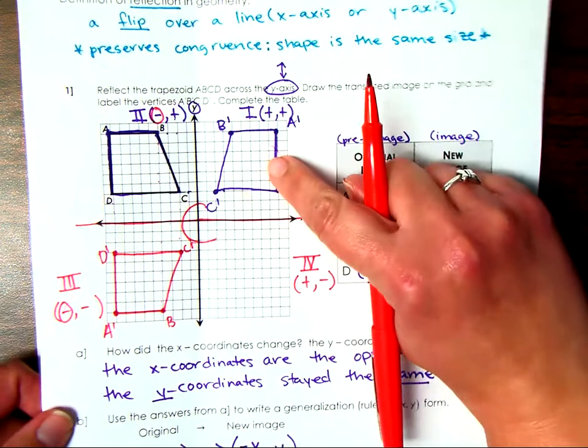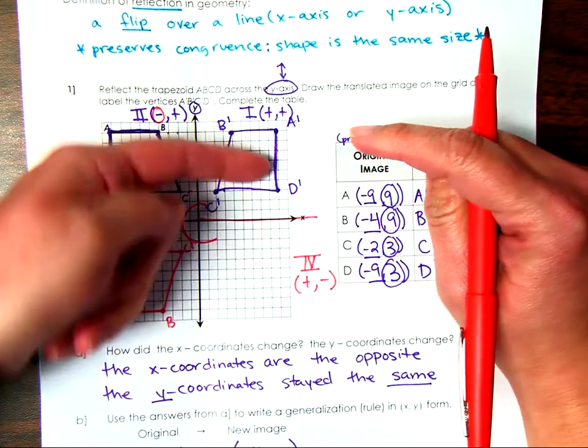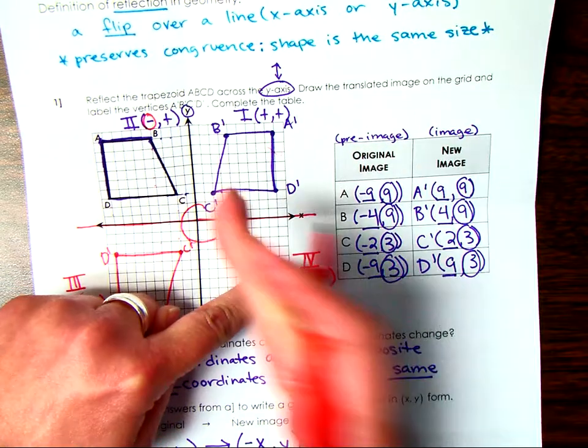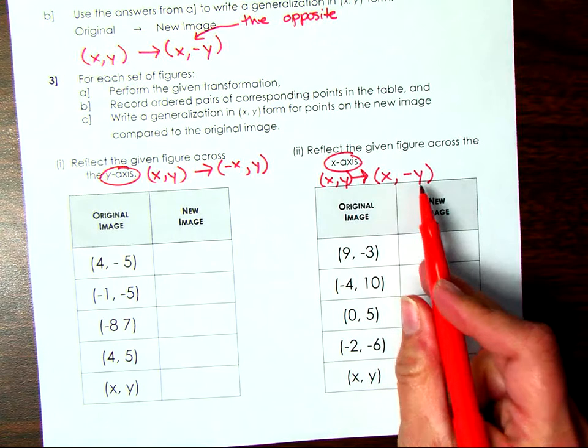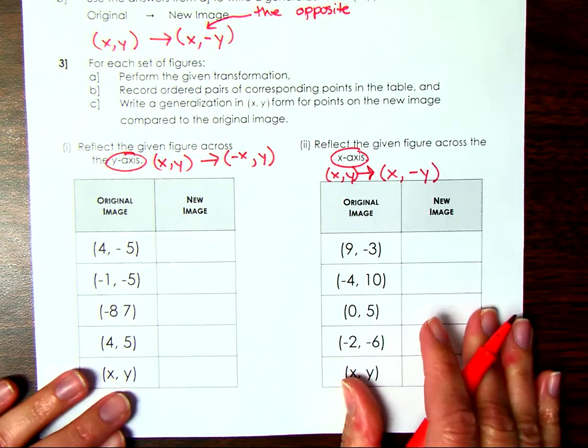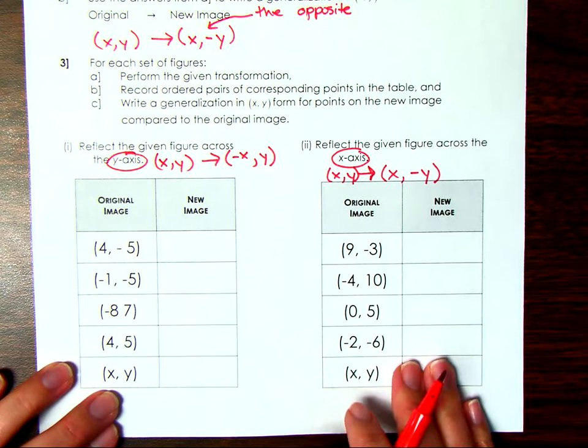If this was my original image and I reflect across the x, then I'm still the same distance to the right, but my height changed. That's why I have a negative y. It means the opposite. So knowing that rule, let's see if you can fill in these tables and go from there.